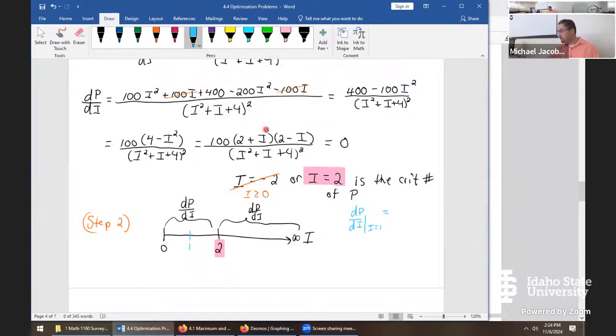Plug 1 here and you get 100 times 3 times 1, the denominator is going to be 1 plus 4, so 6 squared for 36. And all we need to know is what is the sign of that thing? It comes out positive, so over here, we'll say greater than 0. And in this region from 0 to 2, what this all tells us is that the function P for photosynthesis is increasing. It's increasing only because the derivative is positive.